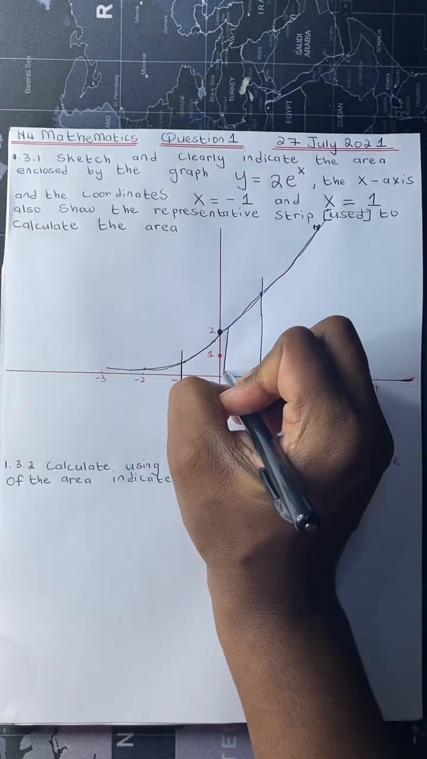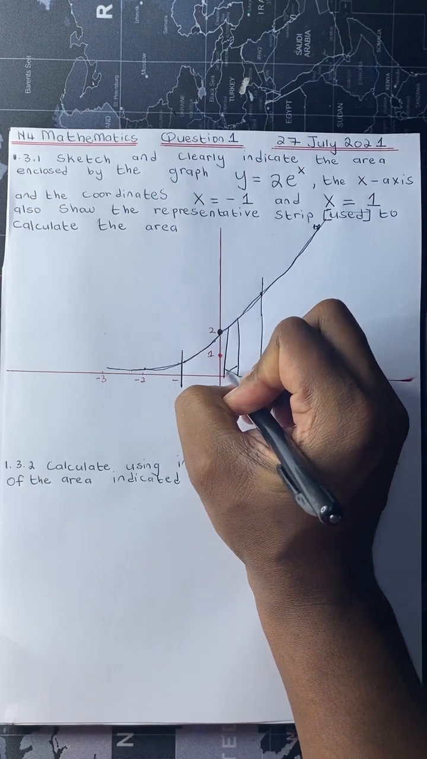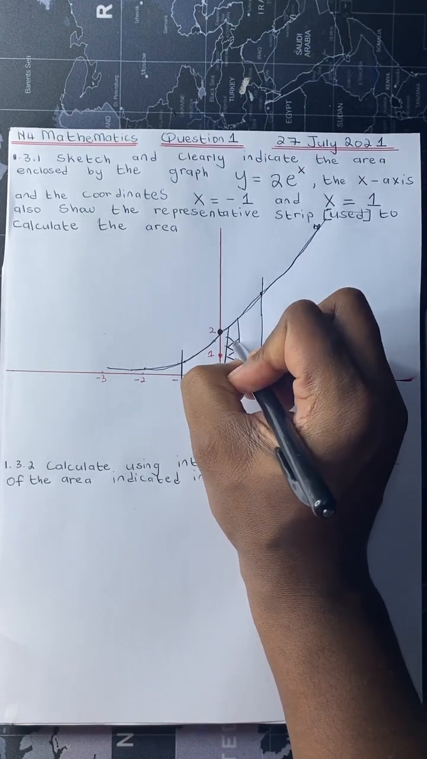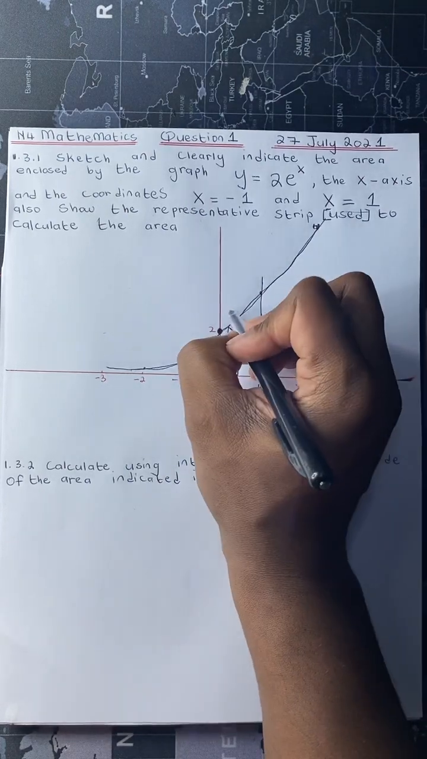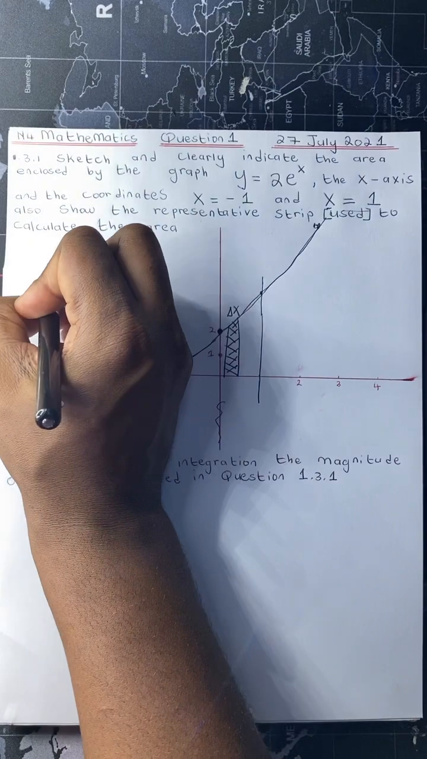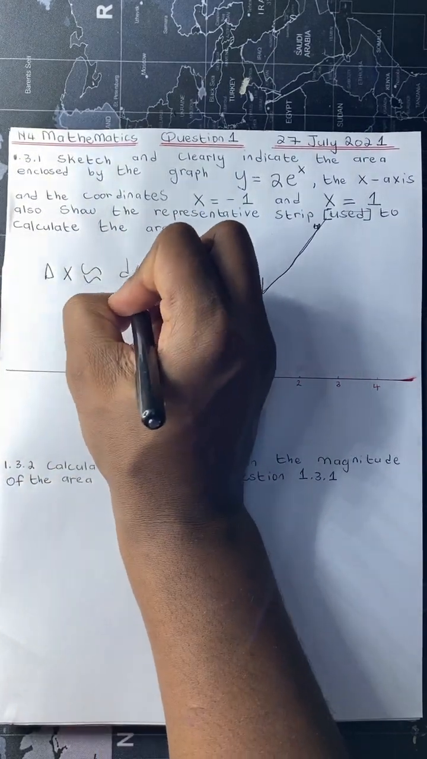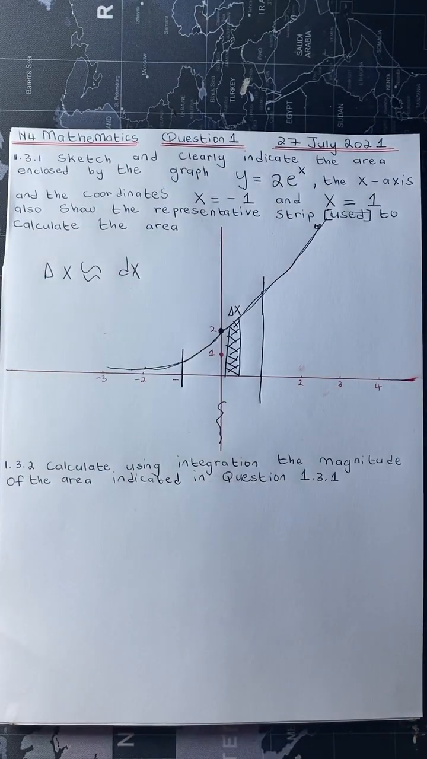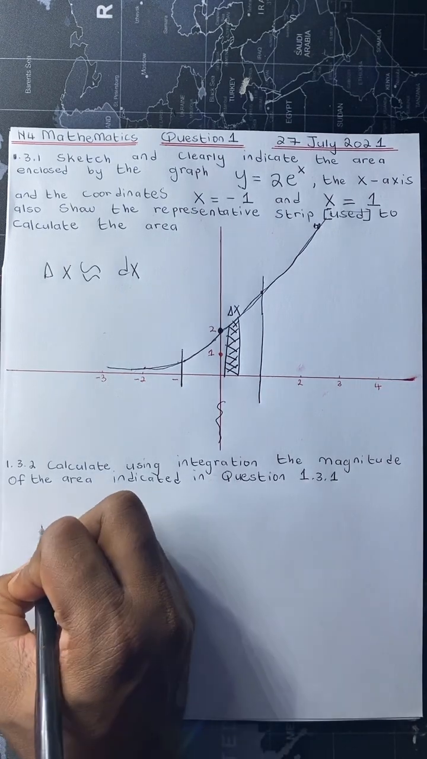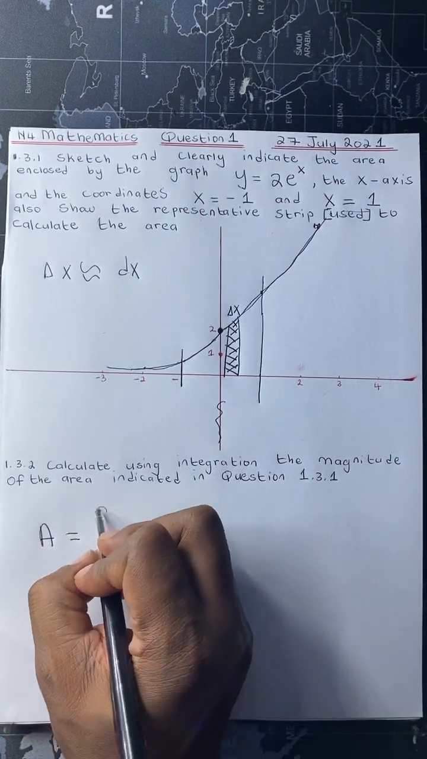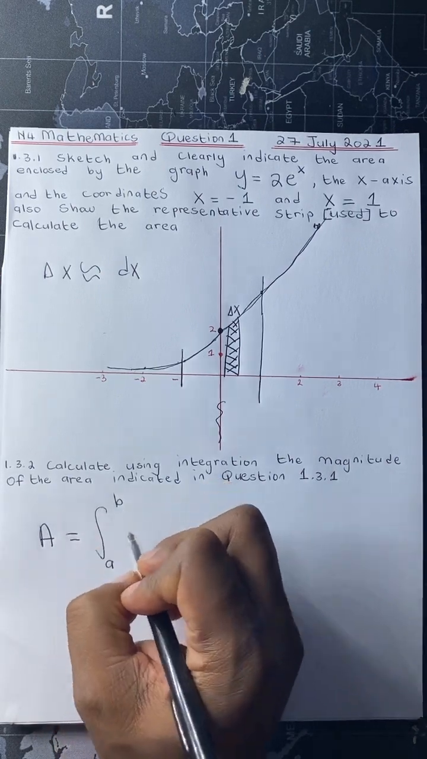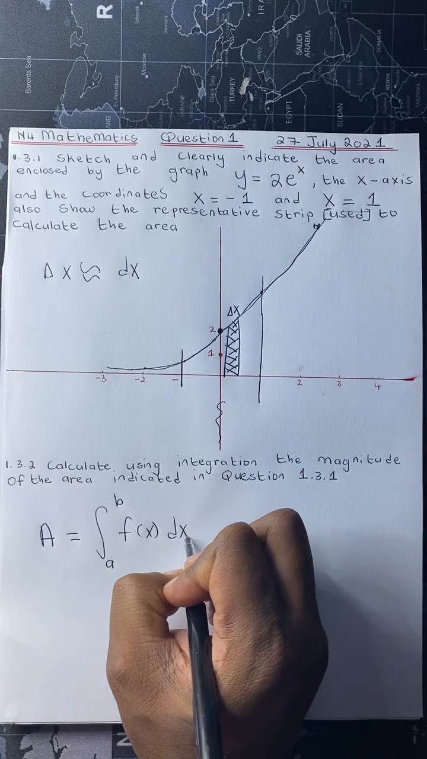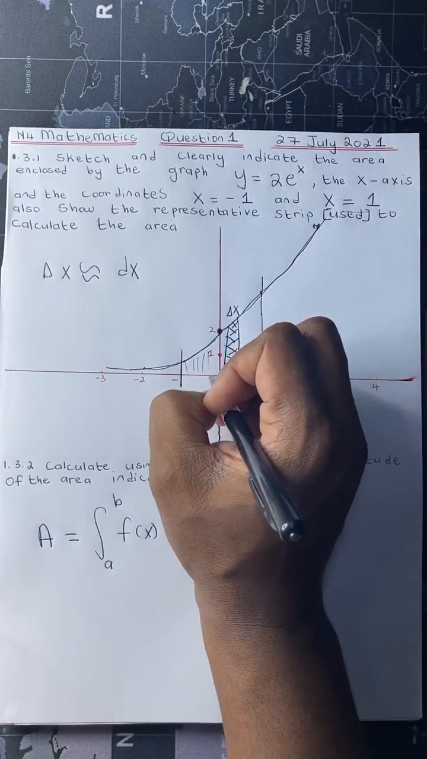We can draw our strip vertically. So this will be our strip, which will be used to calculate the area. So we have delta x, and delta x is equivalent to dx. So when we calculate our area, we have to use that dx. So question 1.3.2, calculate using integration the magnitude of the area indicated in question 1.3.1. So the formula for area, we have A is equal to the integral from a to b of f of x dx. So we have to also shade the area. So let's shade the area.